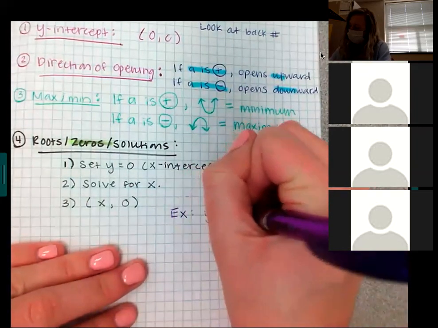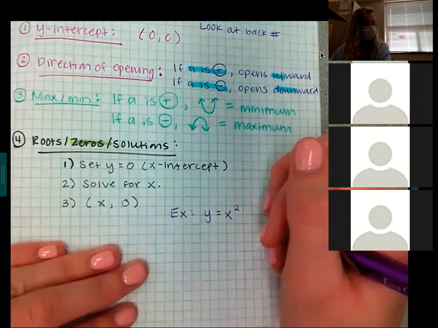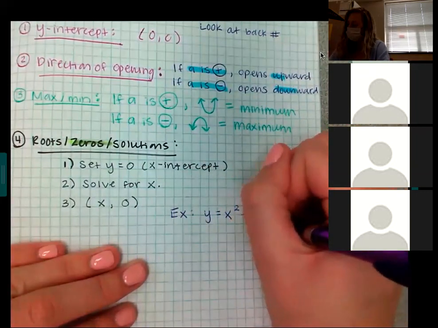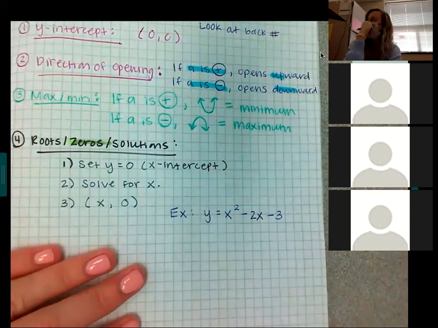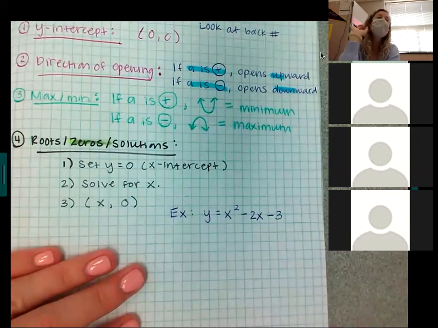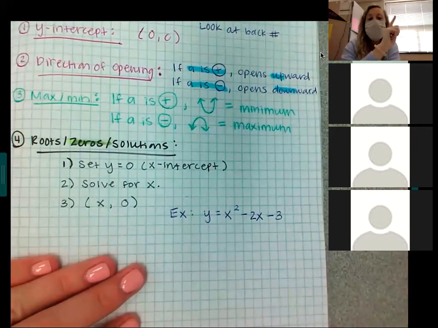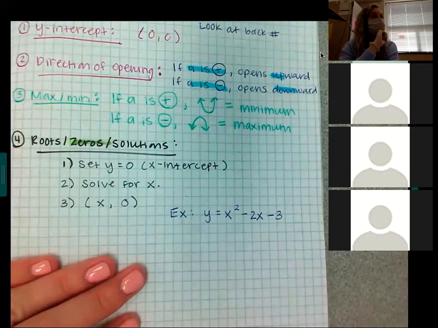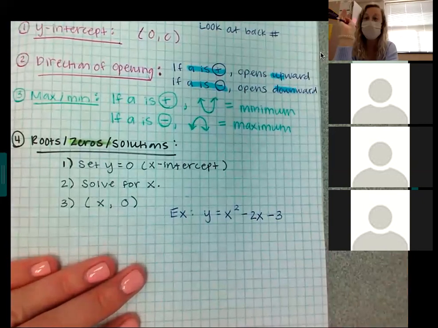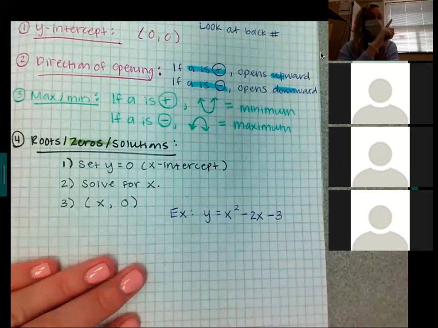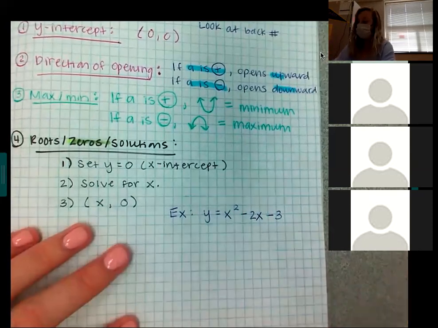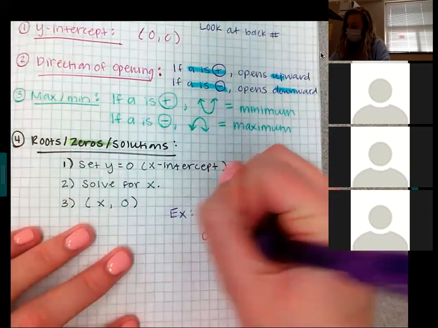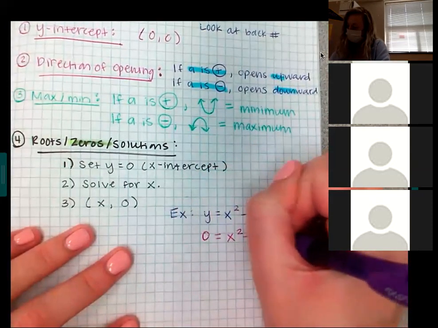So if we have y equals x squared minus 2x minus 3, and they ask you to find the zeros or find the roots or find the solutions or find the x-intercepts, what's the first thing we're going to do? What did we just write? Set y equal to 0. Very good. So 0 equals x squared minus 2x minus 3.